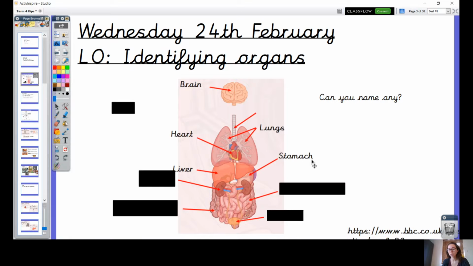Have a look at what's tricky about the spelling of stomach. Something on the end of it looks a bit more tricky to spell. We'll have to remember that later, won't we? Stomach.